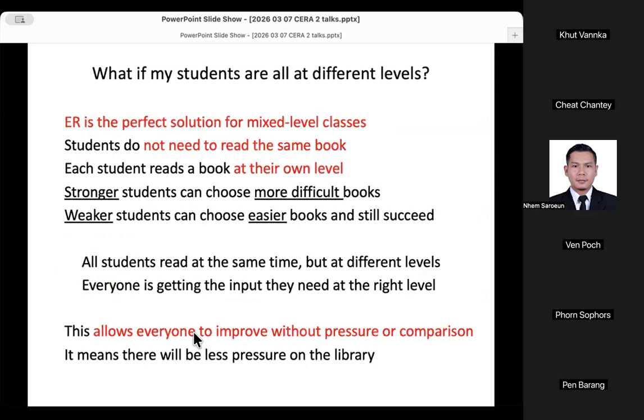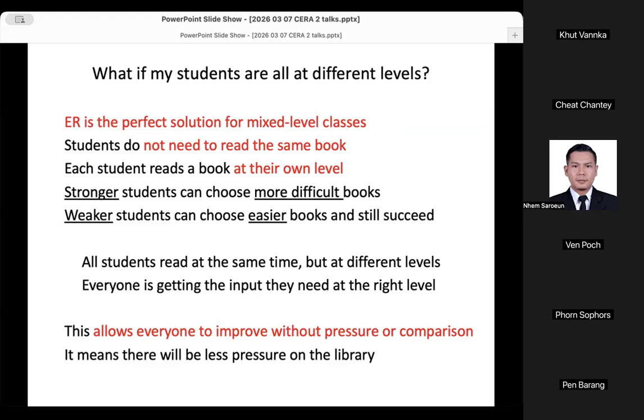But you may say to me, all of my students are different levels. You know, some are advanced level, some are middle level, some are lower level. Extensive reading is your solution. Why? Because each student reads a book at her own level. Low-level students read low-level books. High-level students read more difficult books. So if you have a bell curve of students from easy, middle, and then high ability, if they're reading books at their own level, everybody is getting the right input at the right time.